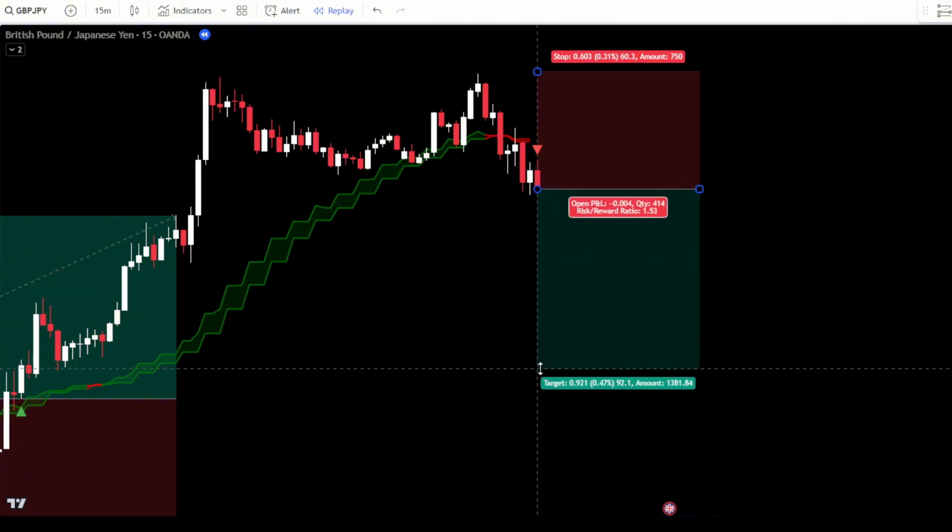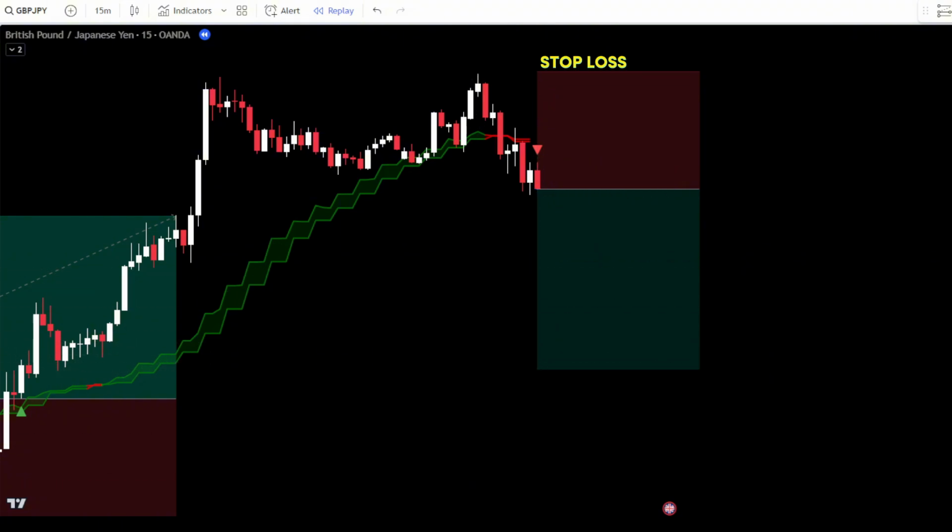Set your stop loss at the most recent high. Use a take-profit target with a risk-to-reward ratio of 1 to 1.5.